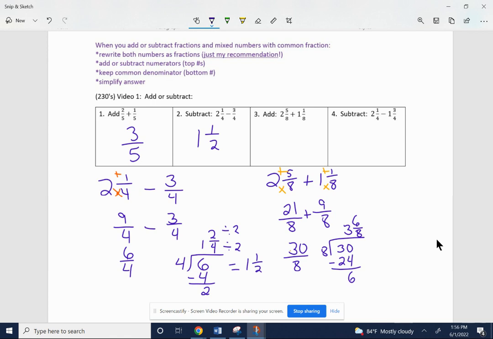Okay, so we get 6 eighths for the fraction part. I can divide both of those numbers by 2. And that leaves me with a 3 and a 4. So that means my answer is 3 3/4.